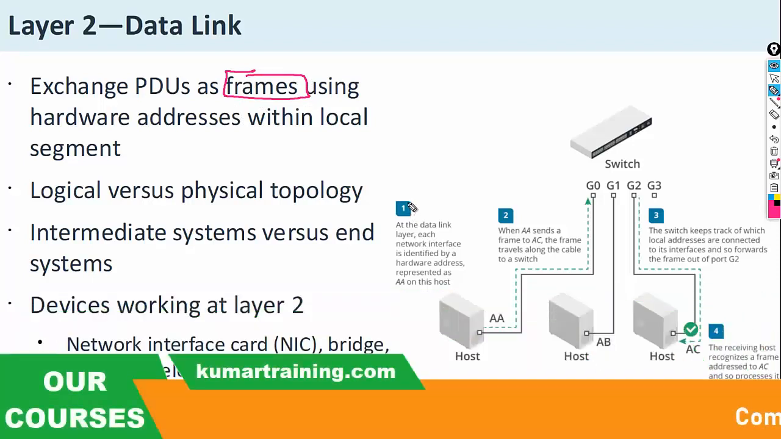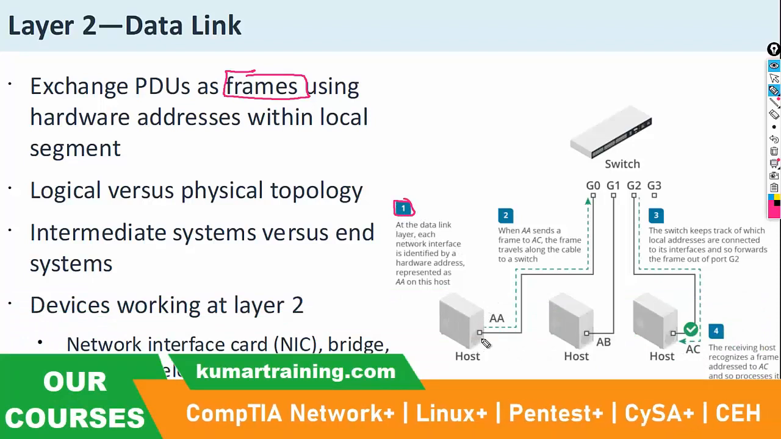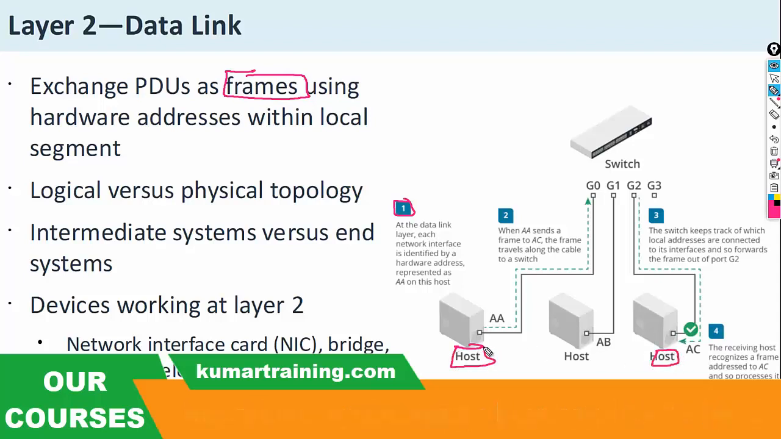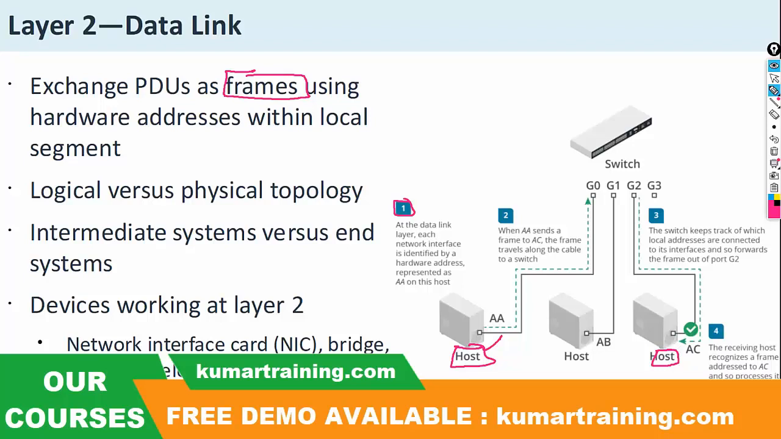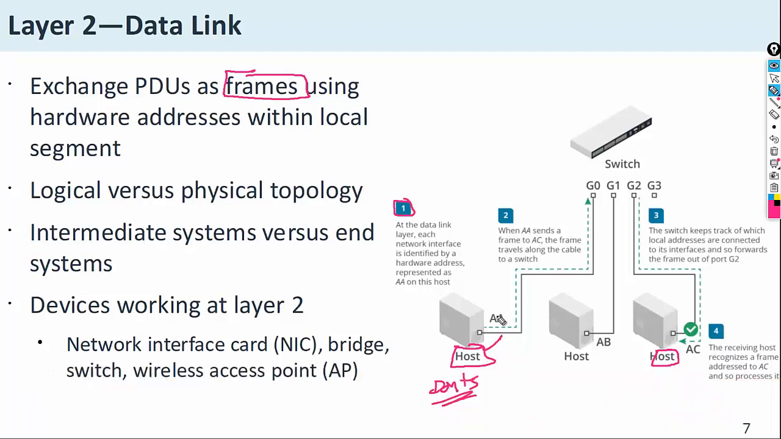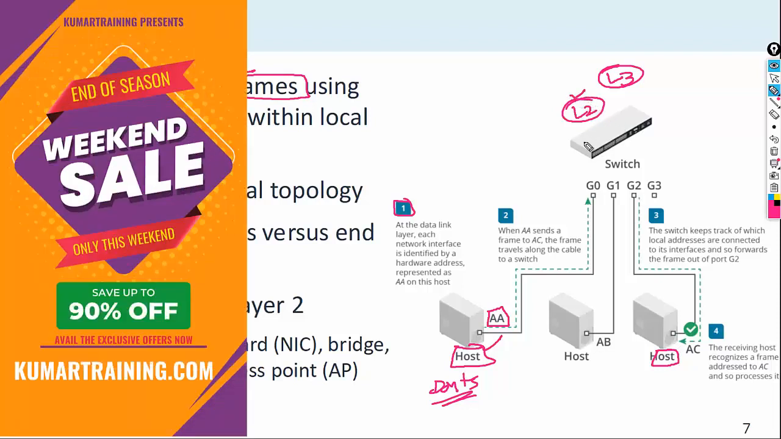So what happens here: you can see this is number 1, at the data link layer. This host wants to send data to another host. It doesn't know the IP address, it knows only the MAC address of the machine, which is AA and so on. And this is the switch. A switch works over layer 2. These are L2 switches. Some advanced switches work over both L2 and L3. So this switch is an L2 switch, and L2 means the data link layer.